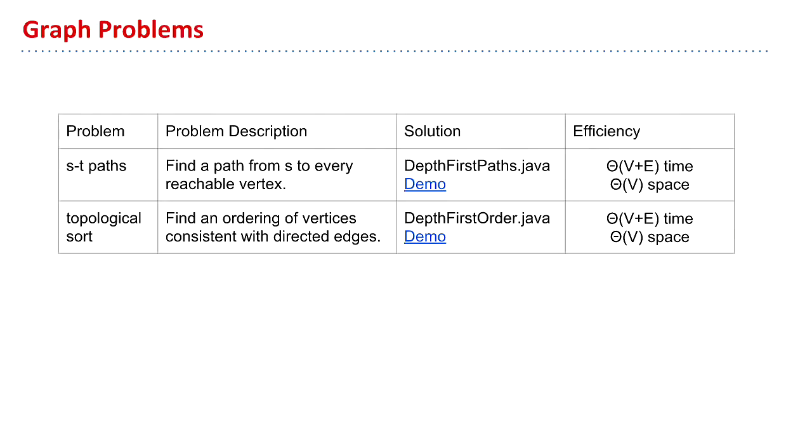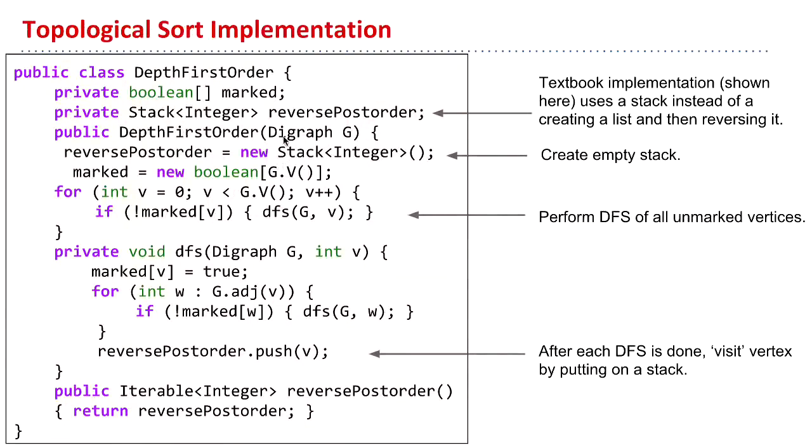Theta V space. The way you prove it is the two places that space gets used are the stack and also the call stack depth. And the depth of that call stack is never going to be deeper than V. And the stack will also never be more than V. Yeah.